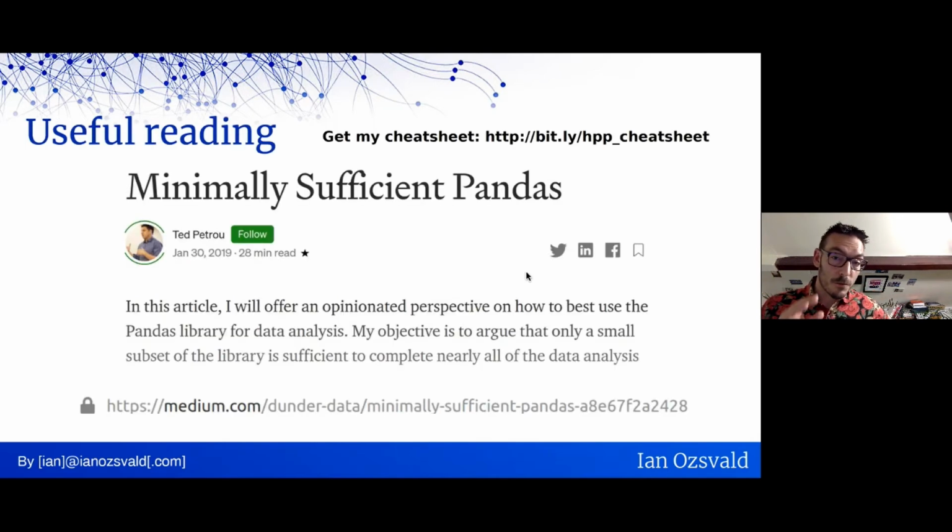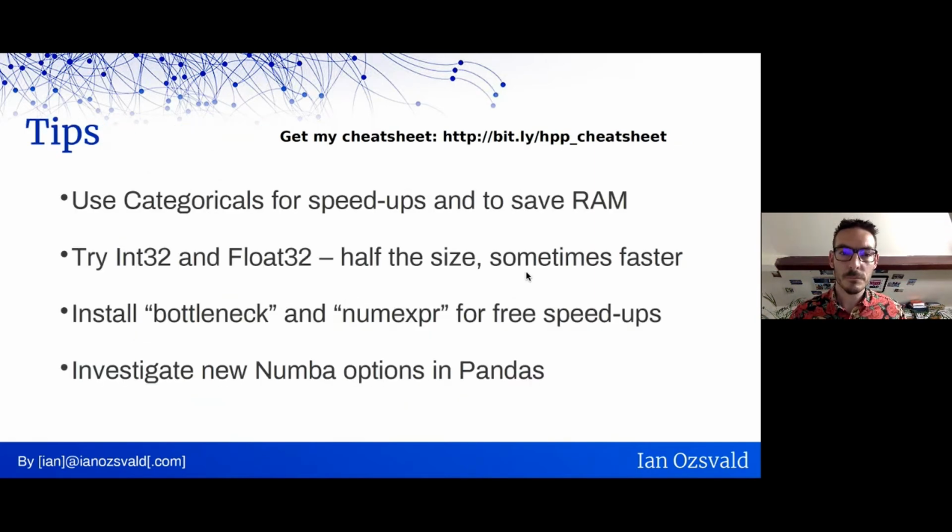If you want to read some more about writing better pandas, so using a smaller subset of pandas, because pandas has many ways to solve the same task, I really like Ted Petrou's Minimally Sufficient Pandas article. He talks about all the different ways you can solve a problem in pandas and how having a restricted API means your team has less to understand to achieve the same result. I think that's a neat idea. So Google for Minimally Sufficient Pandas and take those tips.